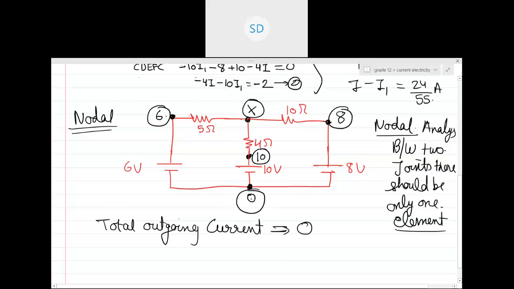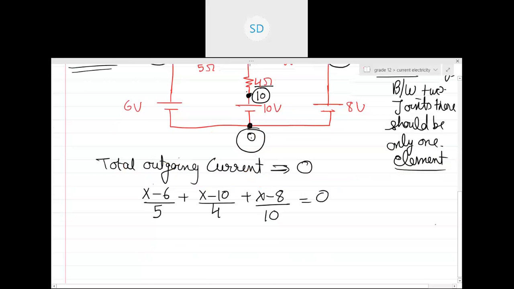So can you see, (X minus 6) divided by 5, plus (X minus 10) divided by 4, plus (X minus 8) divided by 10. Is it? Yes, sir. When you solve this equation, you'll get X as 90 by 11 volt.